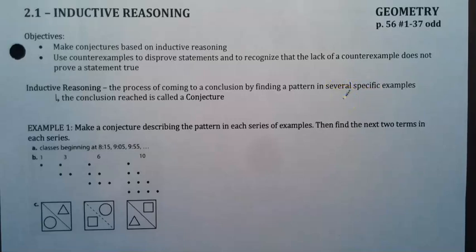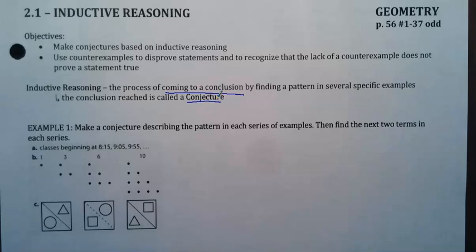So we're going to come to a conclusion by finding a pattern in several specific examples. The conclusion that you reached is called a conjecture. A lot of geometry is based on inductive reasoning. We're going to look at something, and it may not always be a pattern. We're going to start out with some simple patterns, and then later proofs and things we know about shapes, and find patterns in those to make a conjecture.